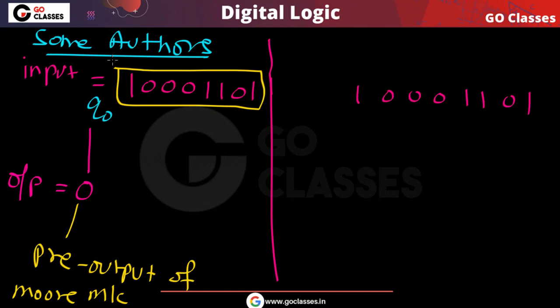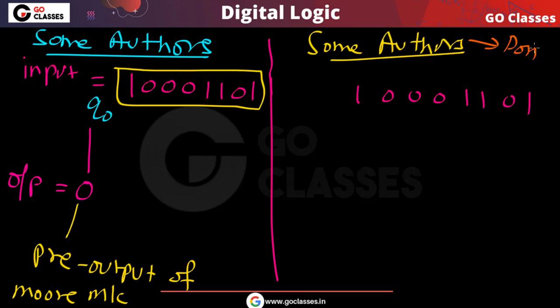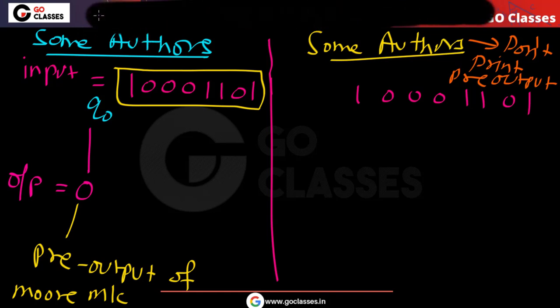Remember, some authors include this and some authors do not. Some authors don't print the pre-output, and some authors print it. Anyway, it does not matter. Basically, you don't have to worry about this pre-output.